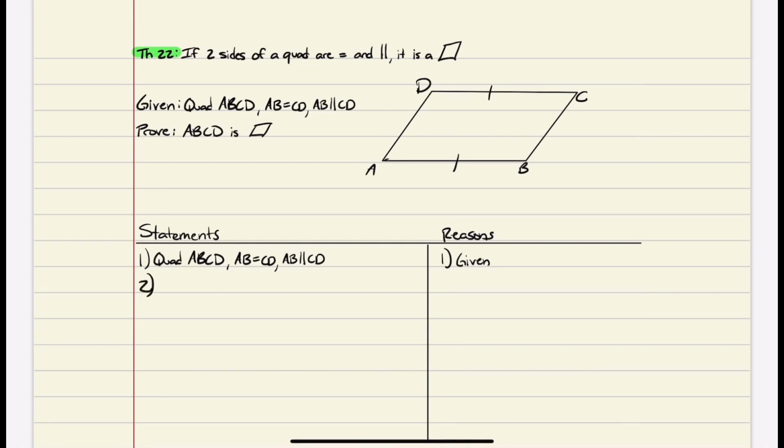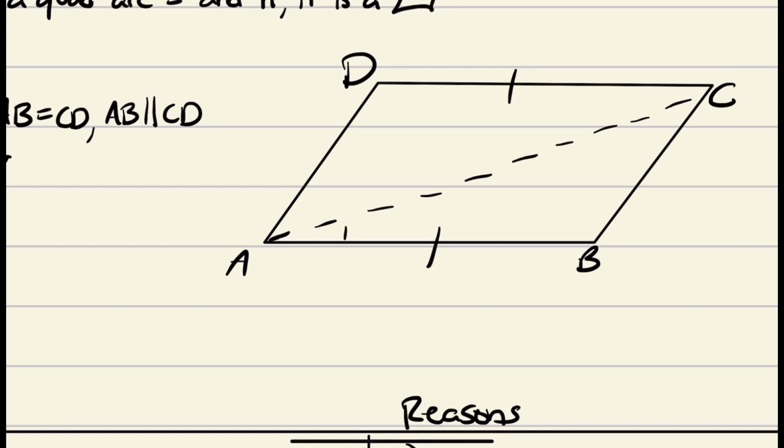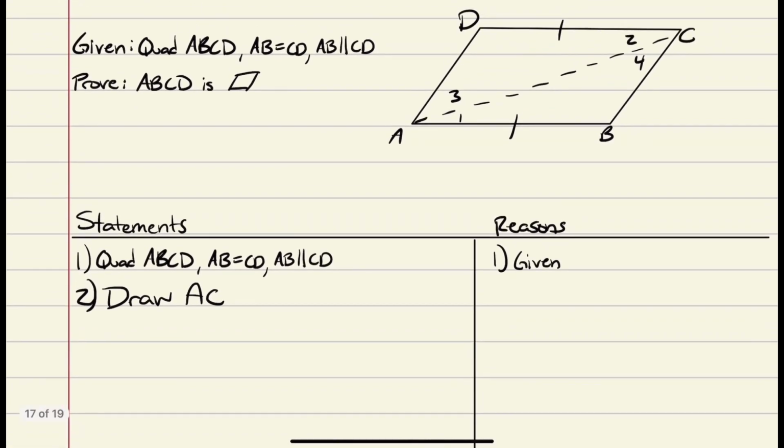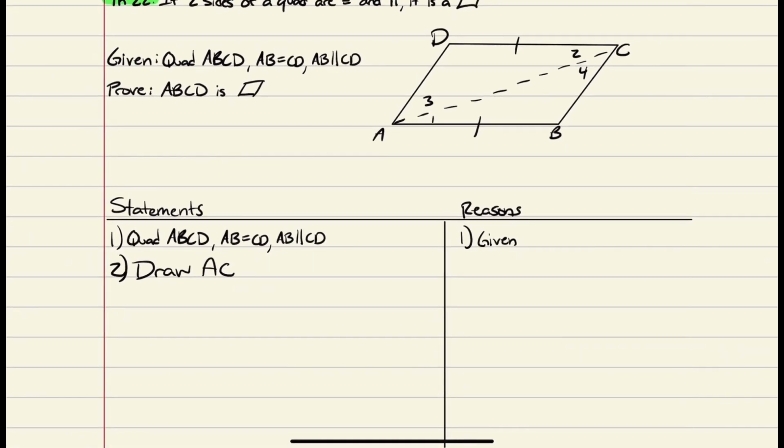Step number 2, I'm going to again draw an auxiliary line. Draw AC. So I'm going to draw my auxiliary line. There we go. And I'm going to zoom in and label some angles. Angle 1, 2, 3, 4. And let me put my reason as well for being able to draw AC. I can draw AC because 2 points determine a straight line.